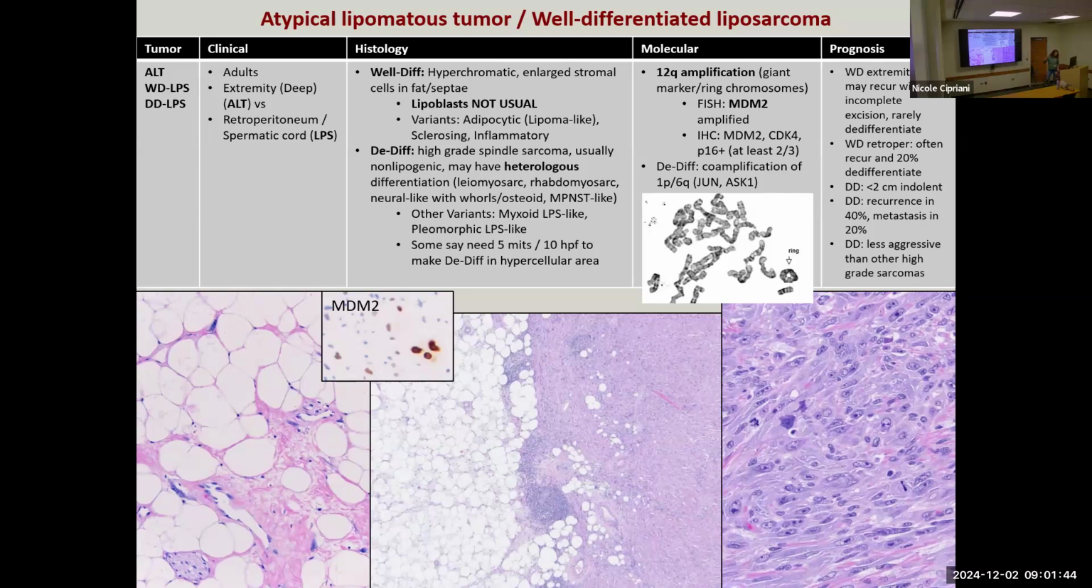Okay, but MDM2, CDK4, or in the time of cytogenetics, how did we figure these out? Chromosome 12 had these giant chromosomes that were either long rods or they stuck together and became these rings. So that's the chromosome 12 problem.